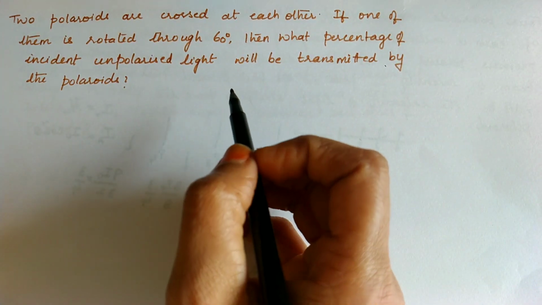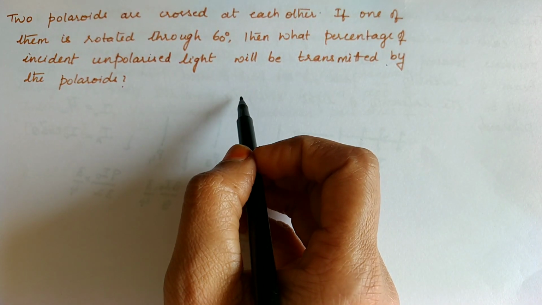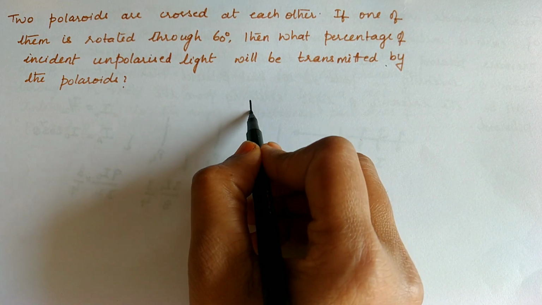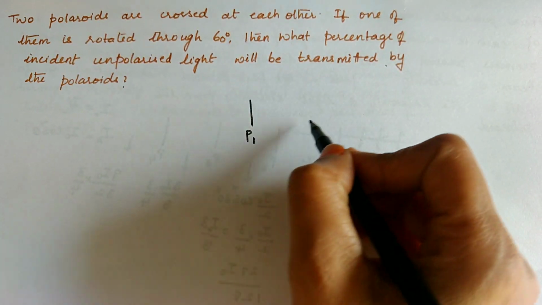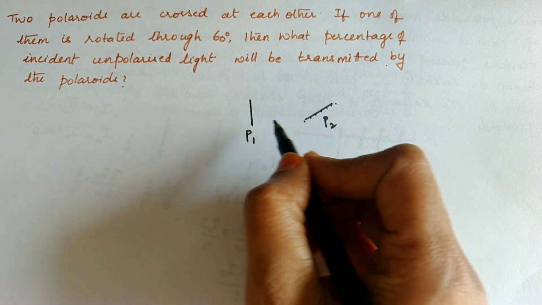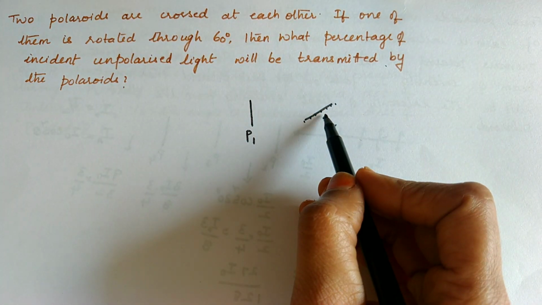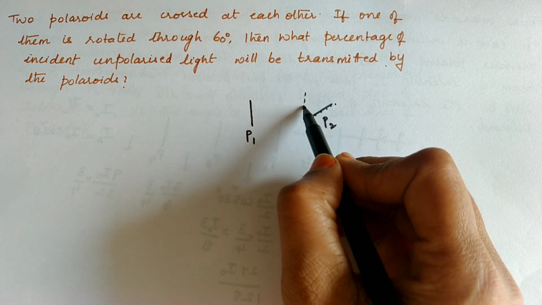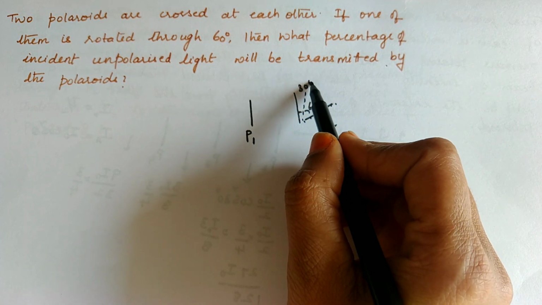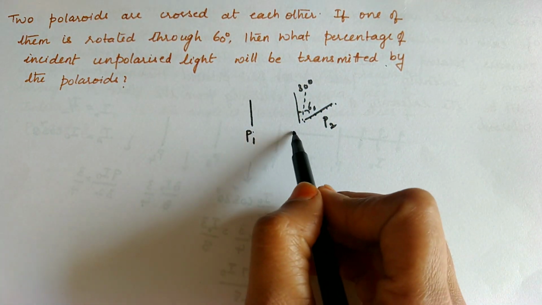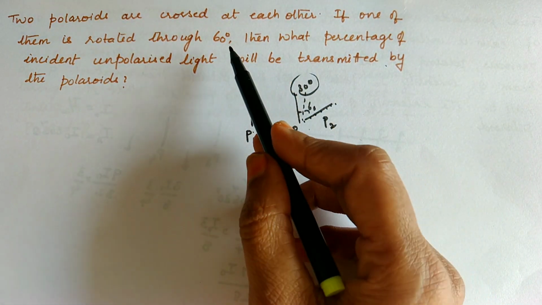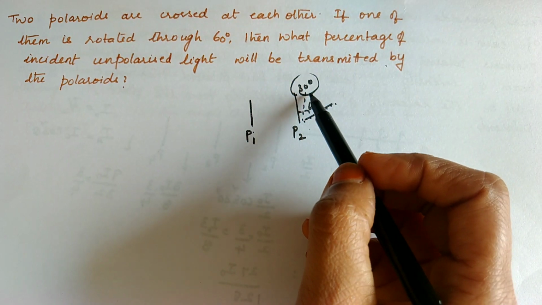When two polaroids are crossed with each other, the meaning of crossed is they are placed perpendicular to each other. Say if this is the first axis of P1, the second one is into the plane of the paper, which is perpendicular to it. Okay, if one of them is rotated, see if you rotate P2 by 60 degrees, it will make an angle of 30 degrees with the first one. So what is the angle between P1 and P2 after rotation? It is not 60, remember it is 30, because you have rotated by 60, the existing angle will be 30.